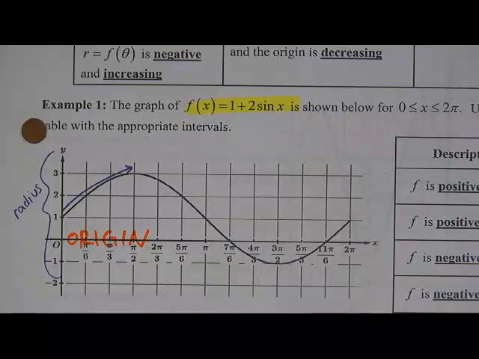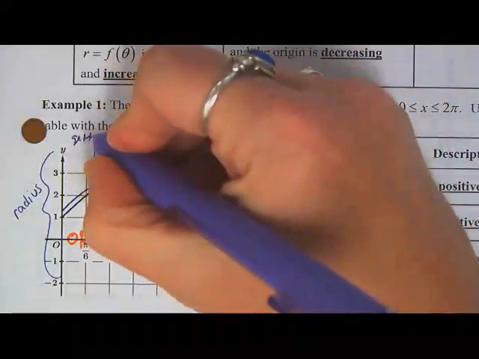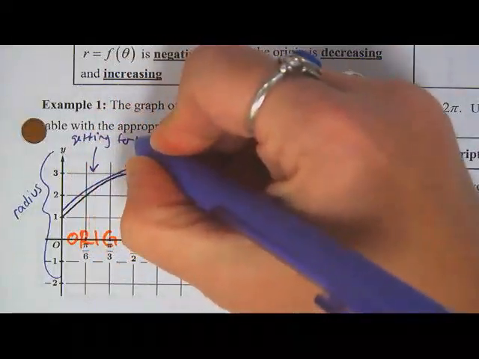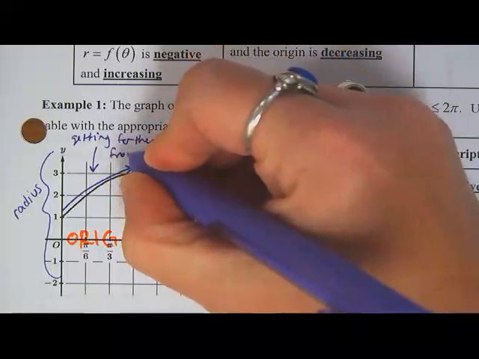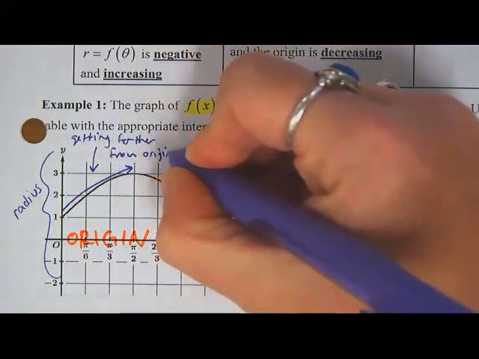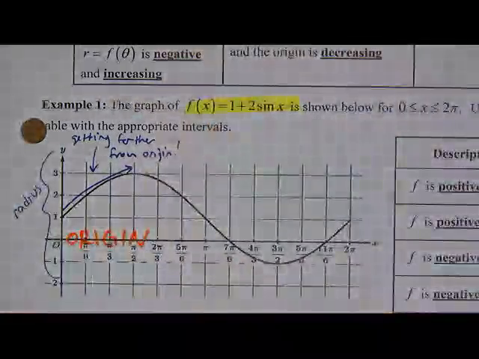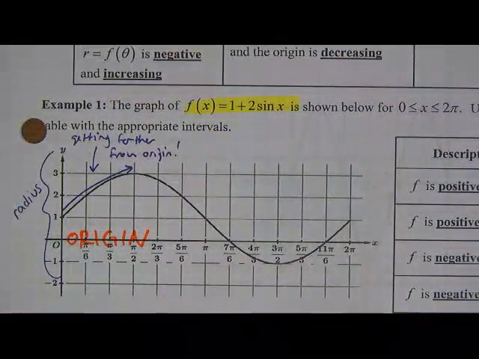From 0 to pi over 2, this graph is moving farther and farther from the origin. Okay, cool. Getting farther from origin. Now, that's 0 to pi over 2. So I just want to make this connection for you really quickly.